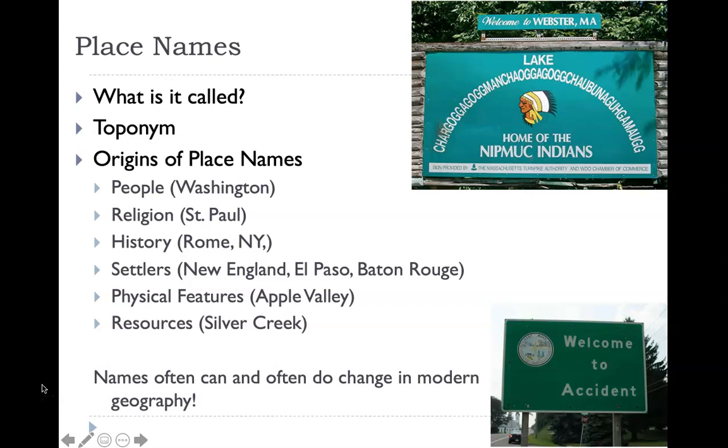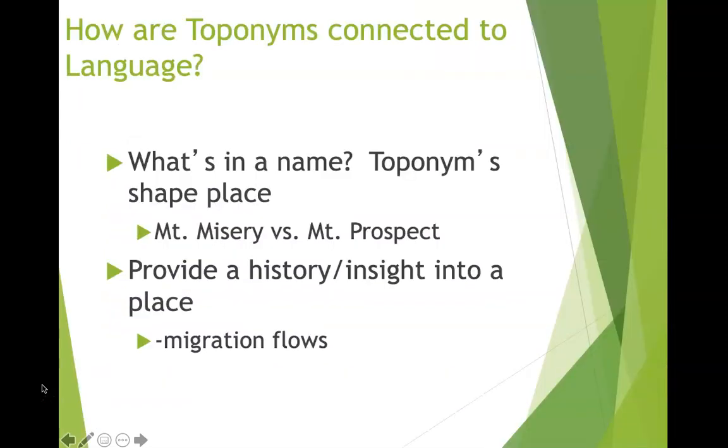All right. Remember, names can be changed, right? Names can be changed. So think about Embarrass, Minnesota, which was changed. Truth or Consequences, New Mexico was changed because there was a contest, and it was named after the quiz show. We have good examples, right? So again, we look at how our language is connected. We think about toponyms, right? Would you rather live in Mount Prospect or on Mount Misery, right? We can think about migration flows as well.